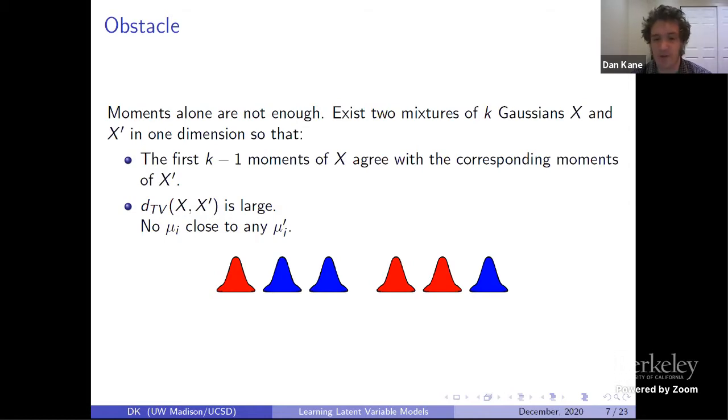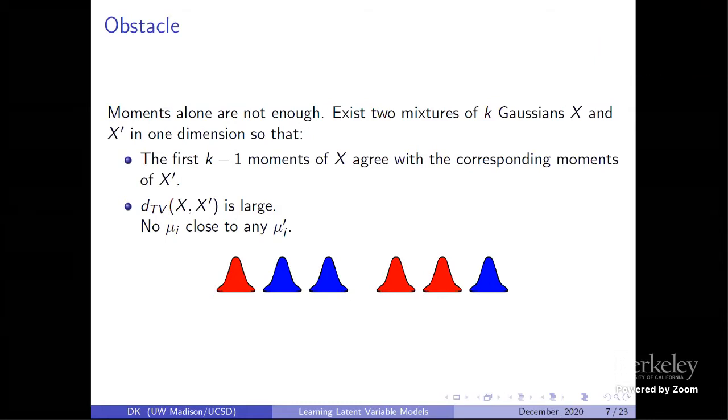It is not very difficult to construct two mixtures of k Gaussians, say x and x prime, even in one dimension, so that the first k minus 1 moments of x agree with the corresponding moments of x prime. And additionally, the total variation distance of x and x prime is large. In fact, you can construct this so that none of the means of one distribution are close to any of the means of the other distribution. So there's just some explicit families that you can pick. And if you only compute k minus 1 moments, it's not possible to tell which of these two families you have.